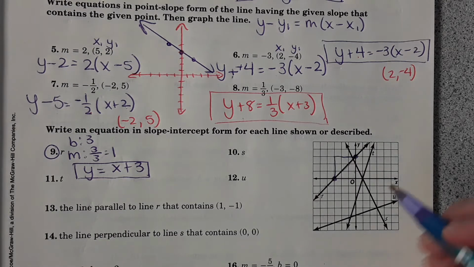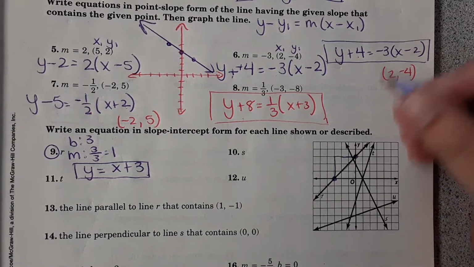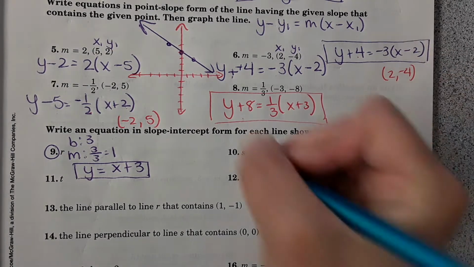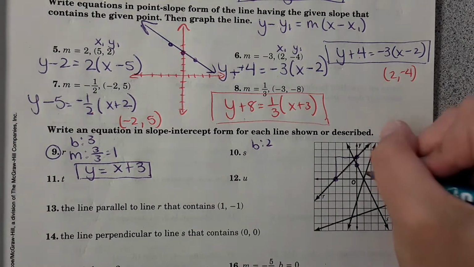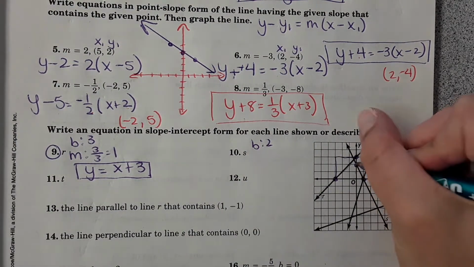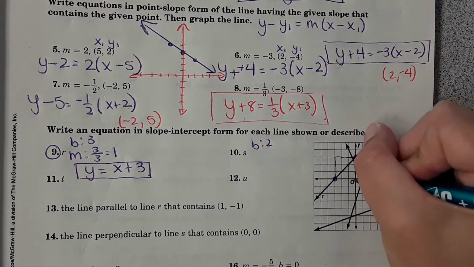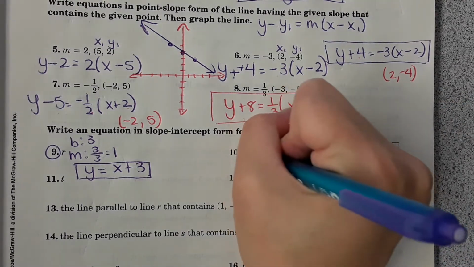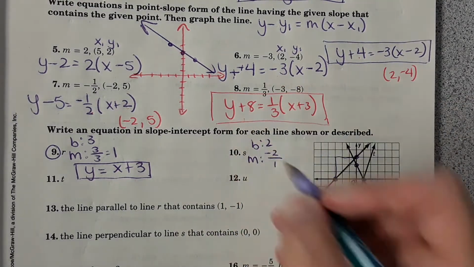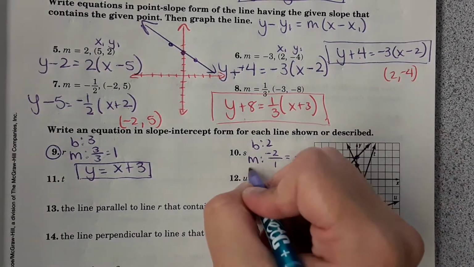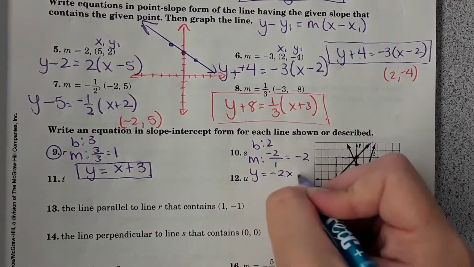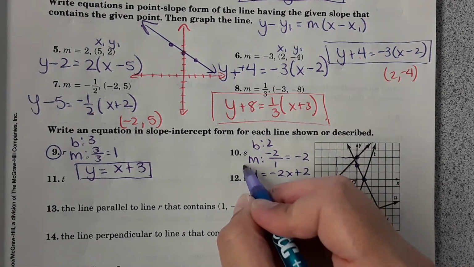Number 10 for S, the y-intercept is at 2, so b is 2. And then for the slope, I'm just going to choose 2 points. I'll choose these 2 points. It's going down 2 over 1, so the slope would be negative 2 over 1, which simplifies to negative 2. So y equals negative 2x plus 2.